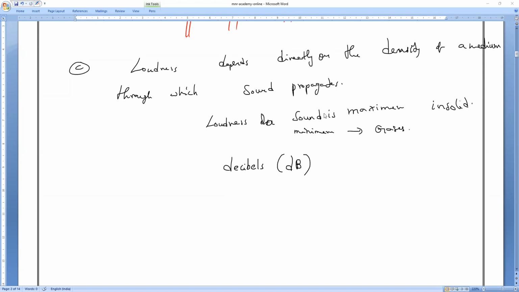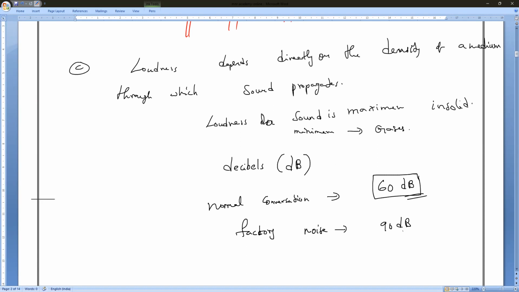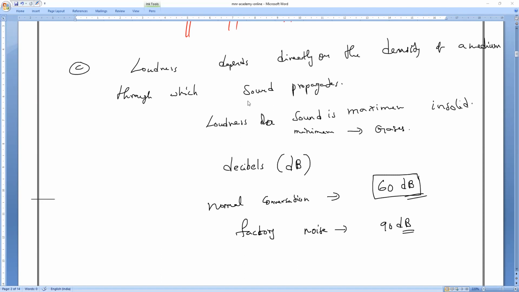So now, normal conversation. Suppose I am speaking normally. If you take a normal conversation, it is about 60 decibels. Suppose you have a factory near your home, the noise of a factory is about 90 decibels. If the sound is more than 100 decibels, it can damage our eardrum. So slowly we all will get ear problems.